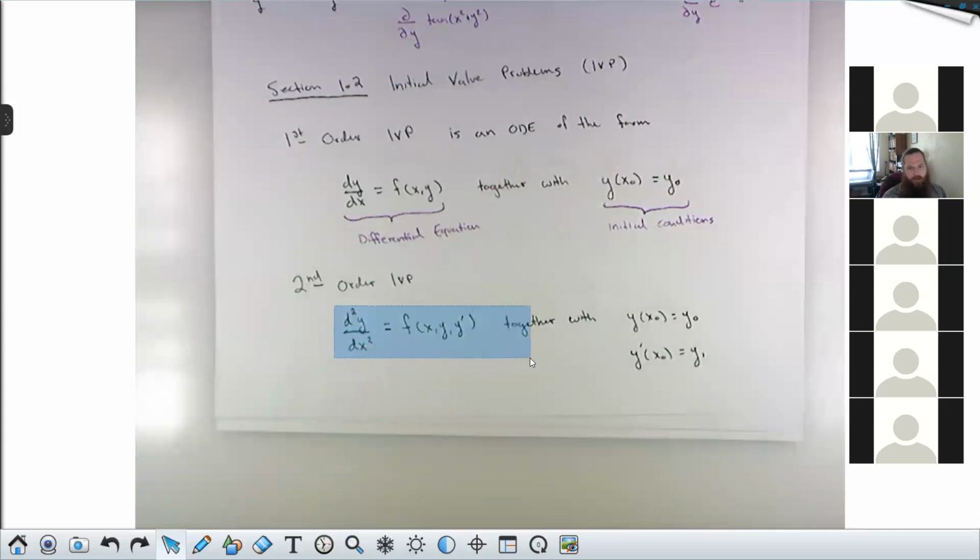You've actually seen things like this, especially if you've taken physics 1. Anytime you're using F equals ma to come up with the position function for some kinematics, particles in motion, whatever, you're solving a second order initial value problem. You're given the second derivative of your position function, and then you want to recover the position function itself. Well, here you're given the second derivative of your function y, and you want to recover y itself.